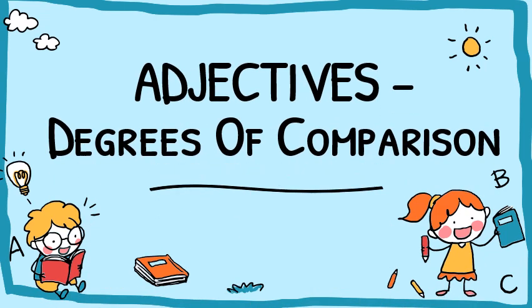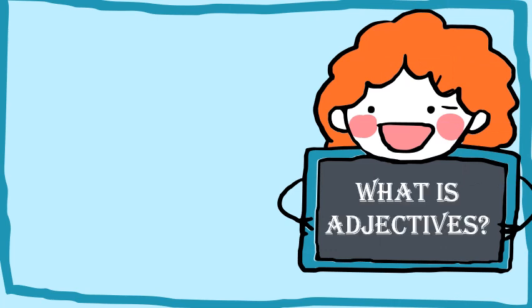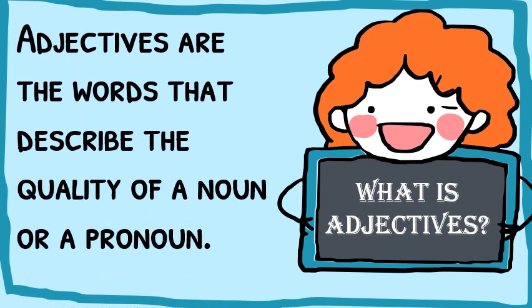In this video, we are going to talk about degrees of comparison of adjectives. I am assuming that you all know about adjectives and their kinds, so in this video we will only talk about the degrees of comparison. But let's recall what adjectives are. Please pause this video and try to recall the definition of adjectives, then continue with the video. So what is an adjective?